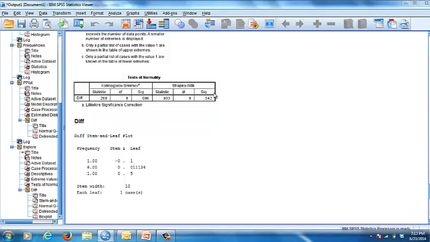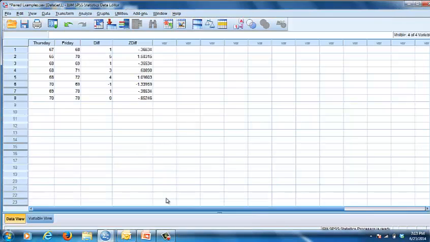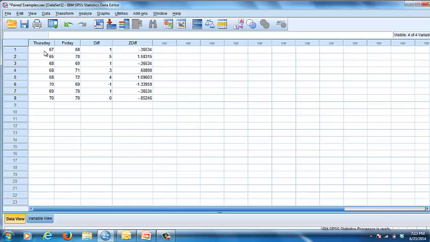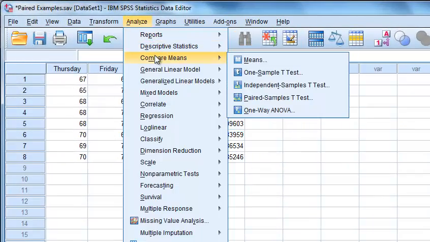Okay. So the next thing you have to do, go back to your data set. Remember, I have Thursday and Friday. To run the paired sample t-test, you tell SPSS to go to the paired sample t-test. So you go to Analyze, Compare Means, because that's what we're doing. Not the one sample t-test, not the independent sample t-test, not the one-way ANOVA, the paired samples t-test.